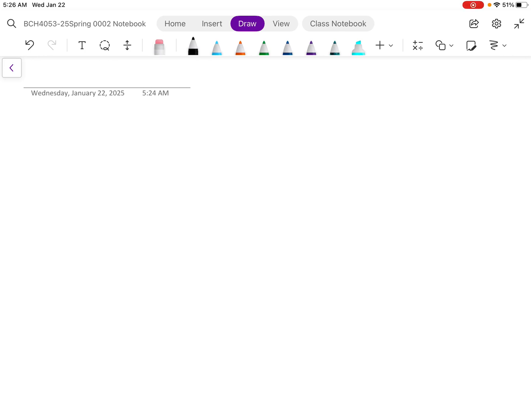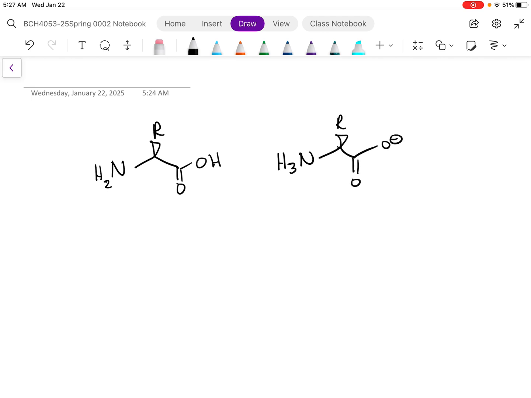To answer the question about the termini of amino acids and what they look like, I have drawn it like this. And let's just put an R group because we can talk about all the amino acids like this. We can have it looking like that. We could have the amino acid looking like this.